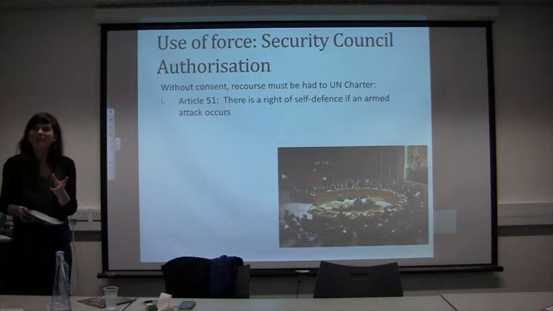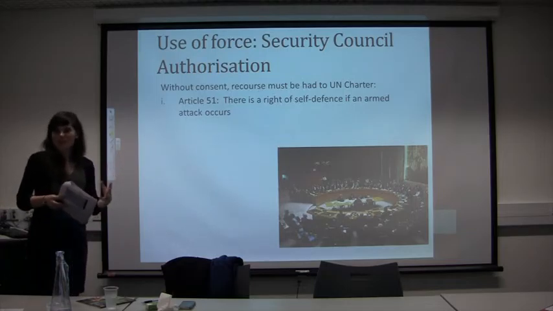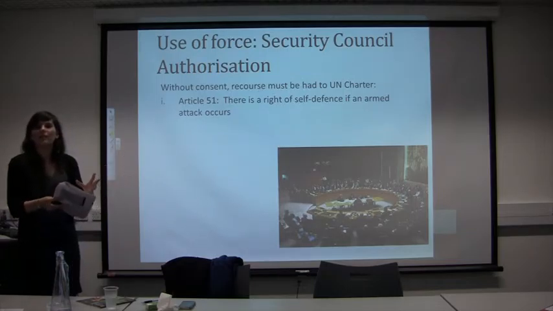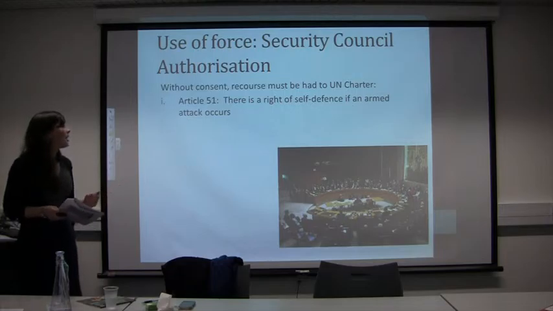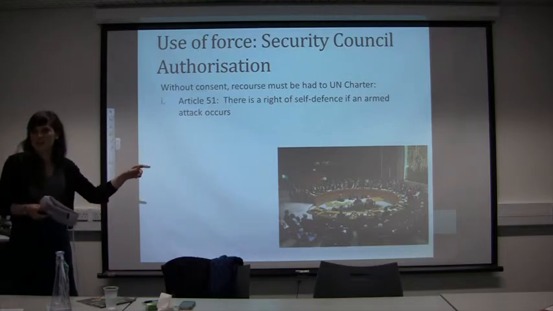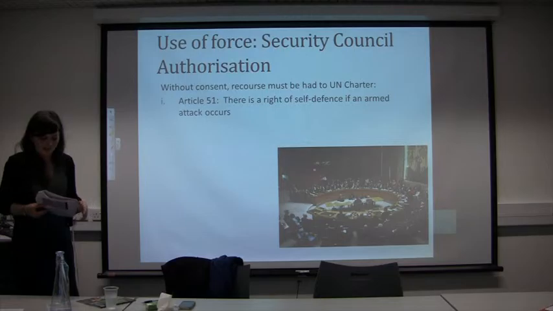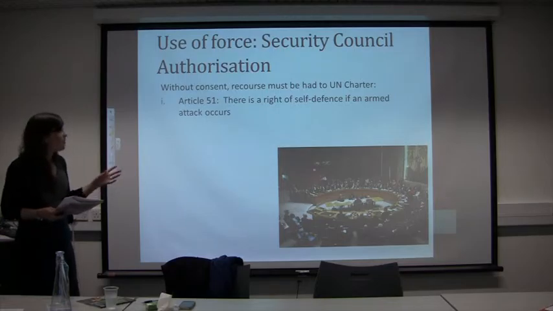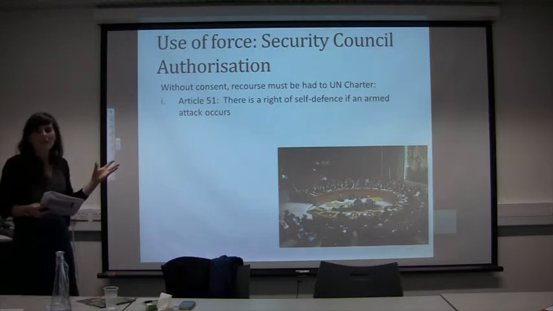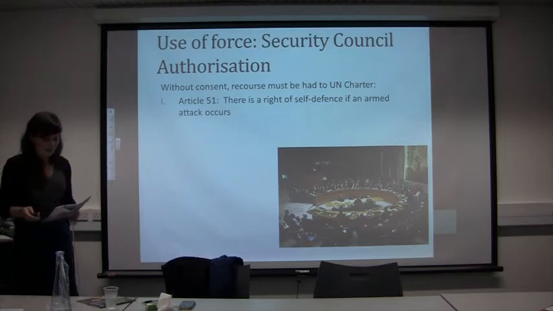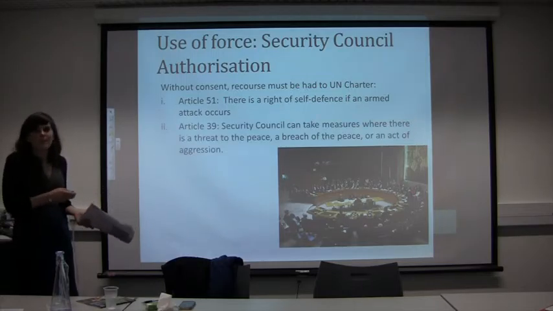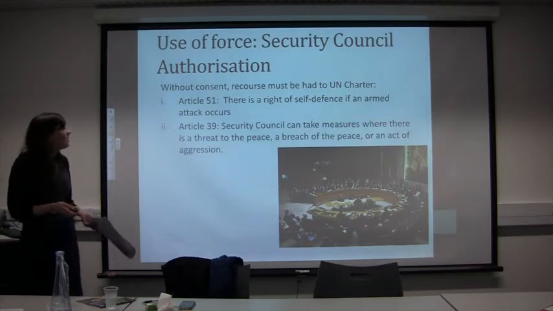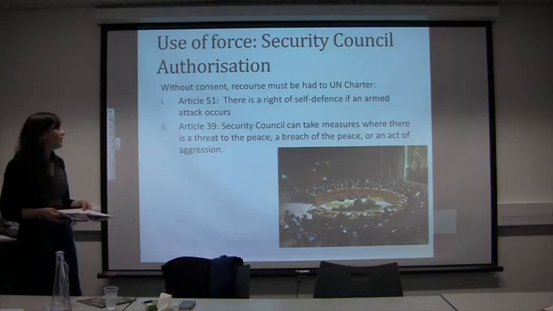Because if your argument is that we are using force to create a safe zone to alleviate human suffering, then arguably you're not making an argument that an armed attack has occurred. Your argument is different. Right? So it requires an armed attack to rely on Article 51. What is more helpful is Article 39.